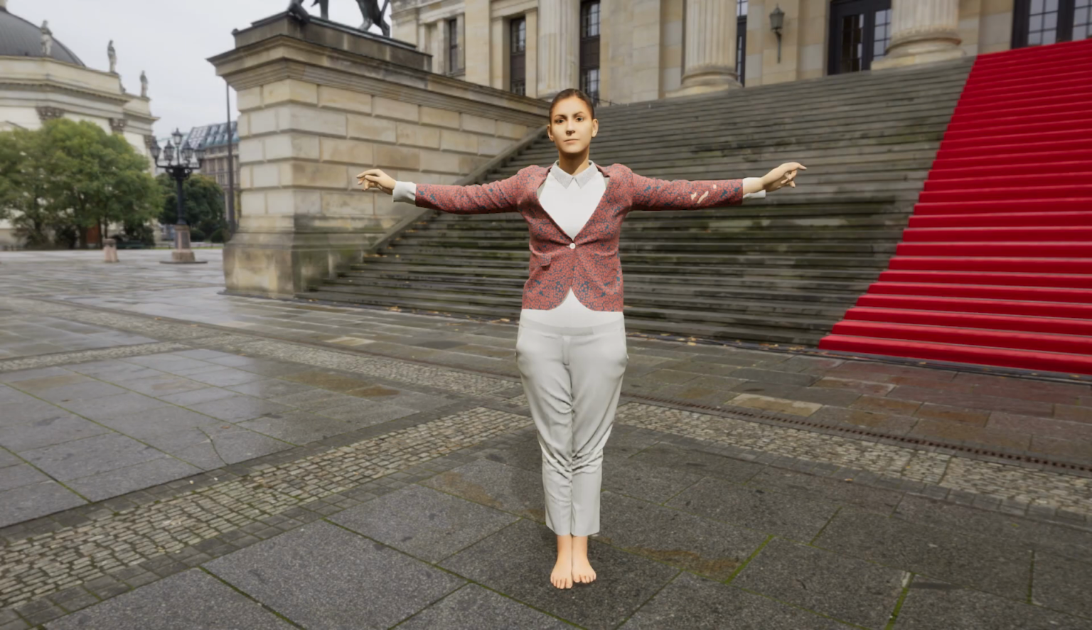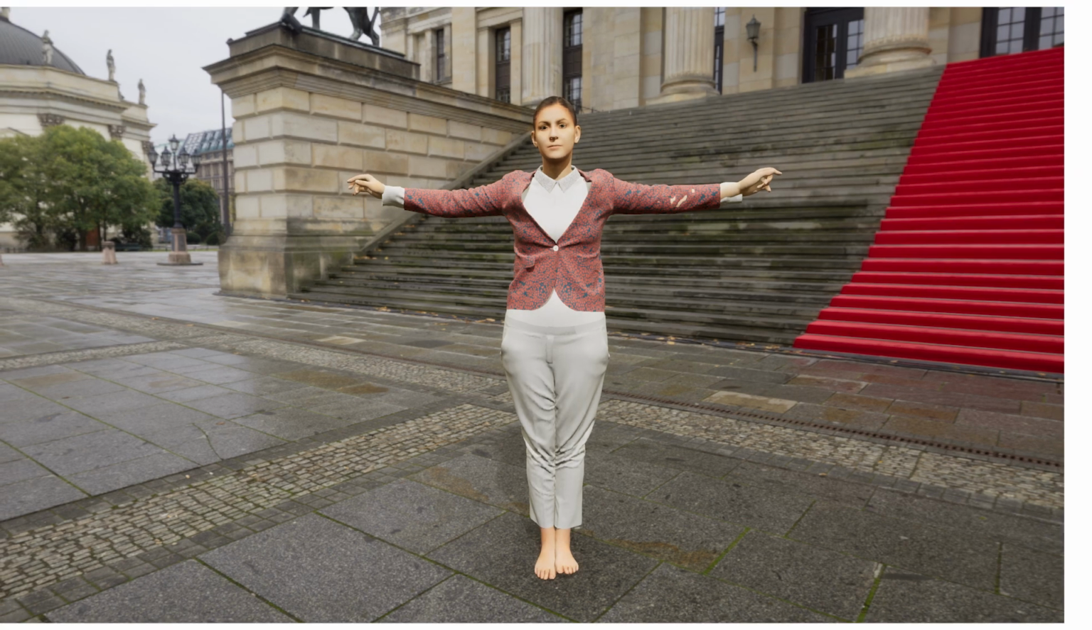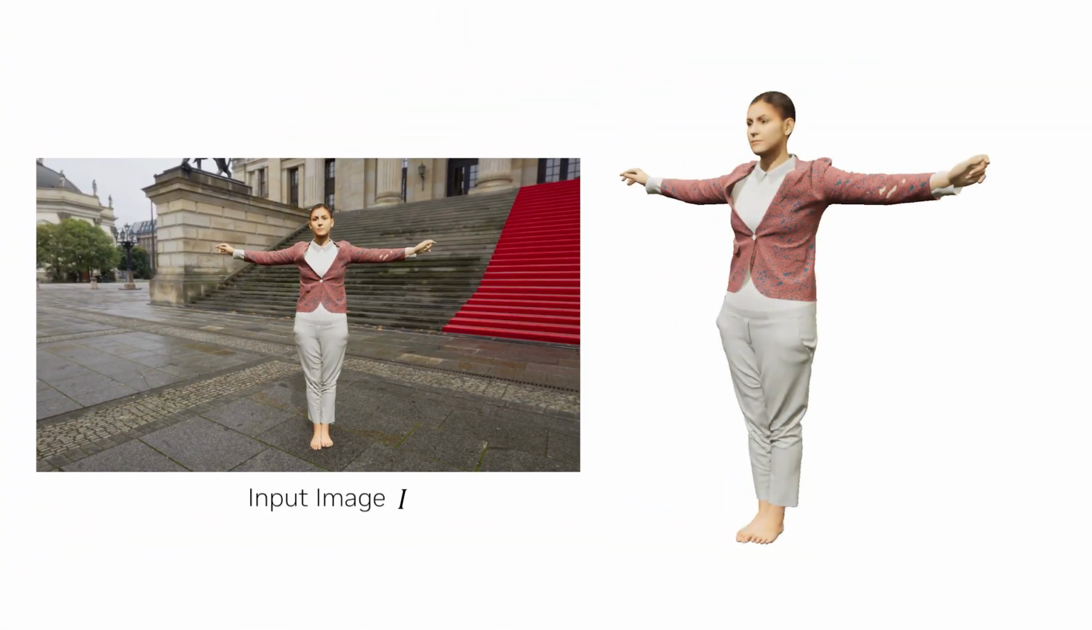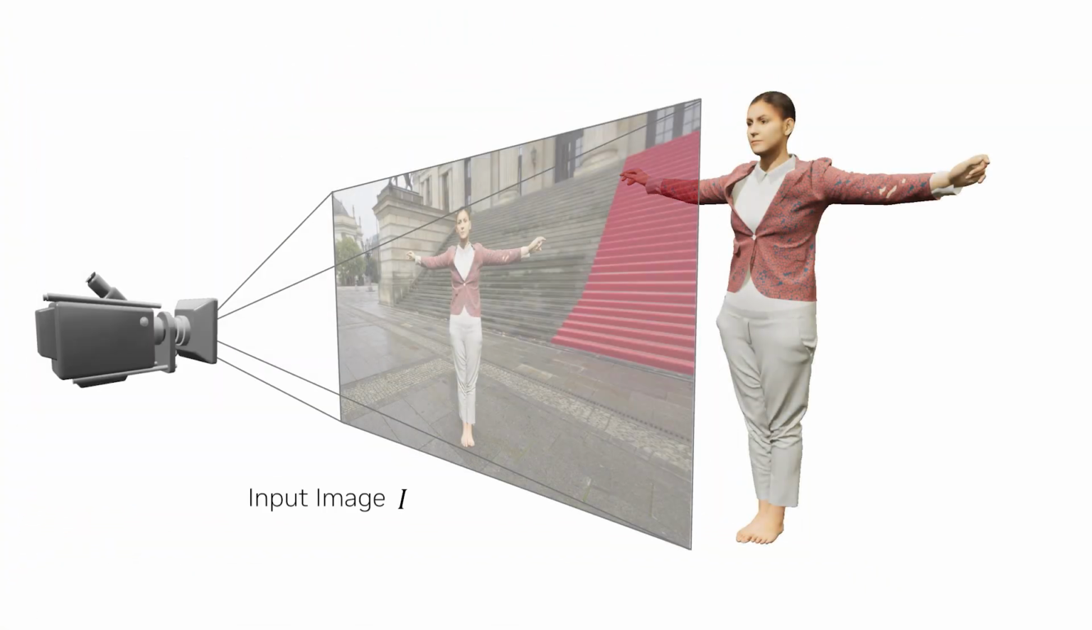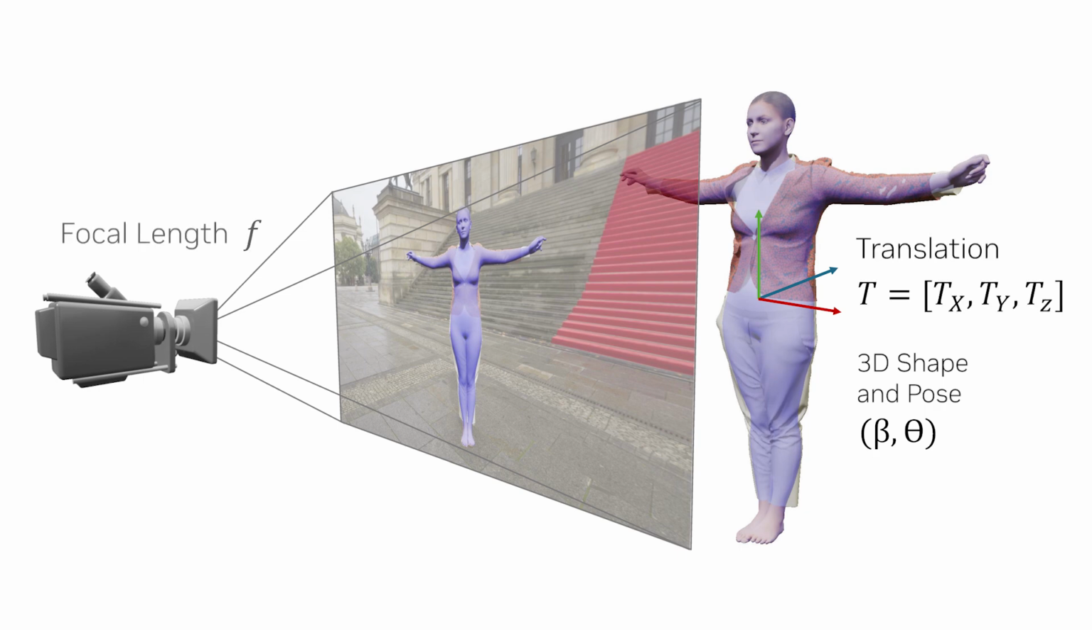Given a single image, our goal is to estimate an accurate 3D mesh of the person as SMPL-X parameters, while simultaneously achieving good 2D alignment. We introduce a 3-step human mesh recovery pipeline that solves for: 1. The Z translation TZ of the person with respect to the camera, 2. The 3D human pose and shape as SMPL-X parameters beta, theta, and 3. The person's XY translations TX, TY, and a camera focal length F.